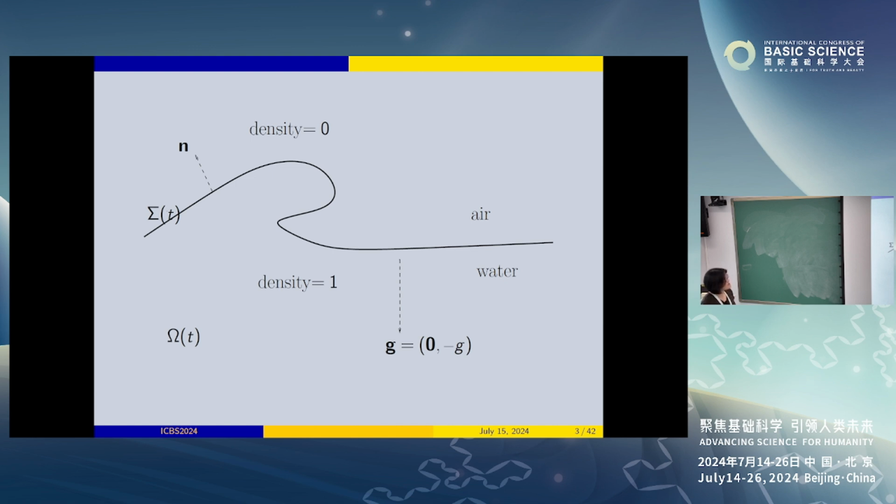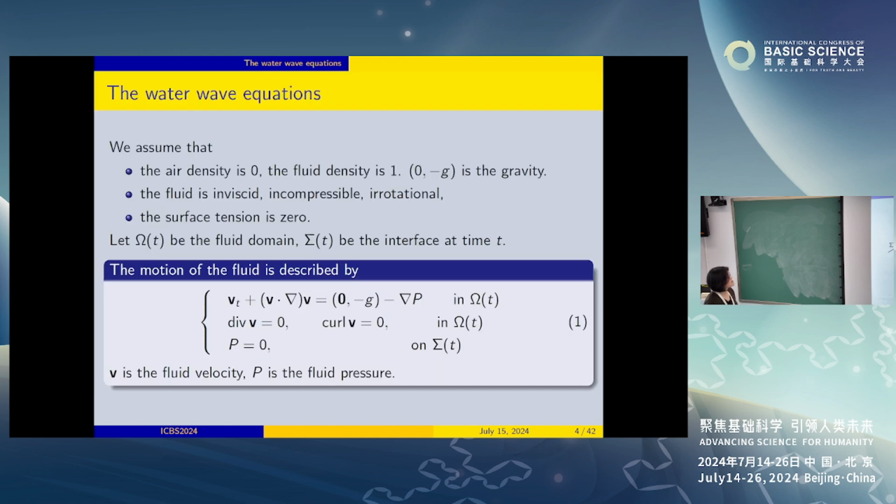So anyway, as a mathematician, we simplify the matter. We assume the density of the air is 0. That means we will neglect the wind, okay? And the gravity is 0 minus g. And the density of the fluid is 1. And we will also assume that it's incompressible and irrotational, okay? So the equation is the following. The air density is 0, and the fluid is also irrotational, incompressible, but it's also inviscid.